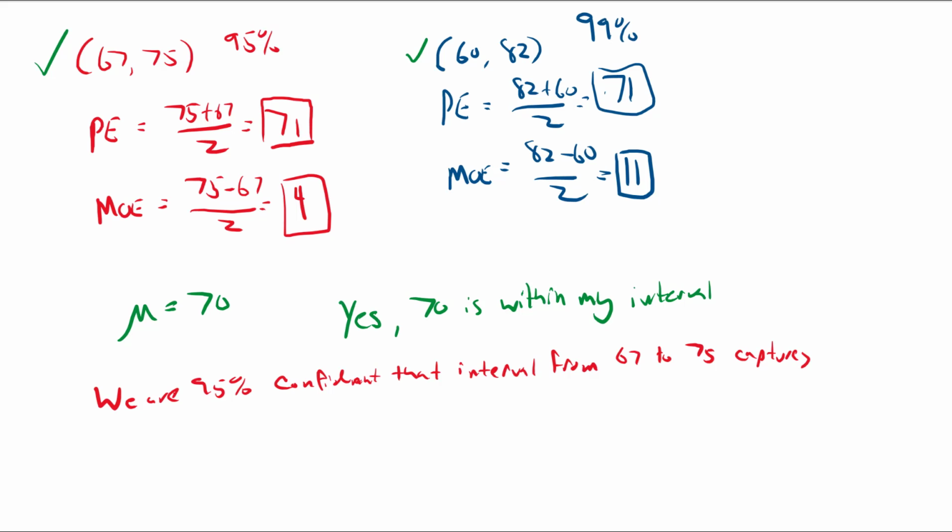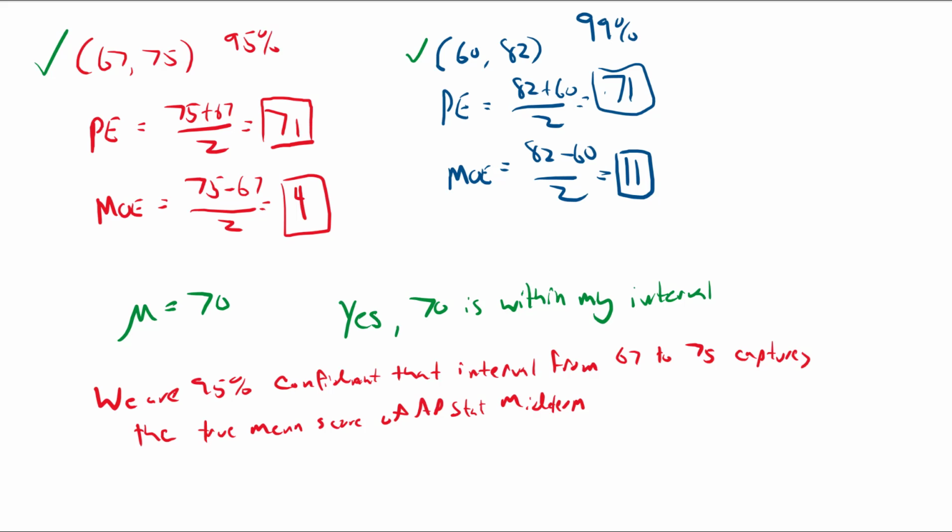All right, so we are 95% confident the interval from 67 to 75 captures the true mean score of the AP Statistics midterm. So we're 95% confident the interval from 67 to 75 captures the true mean score of the AP Stat midterm.